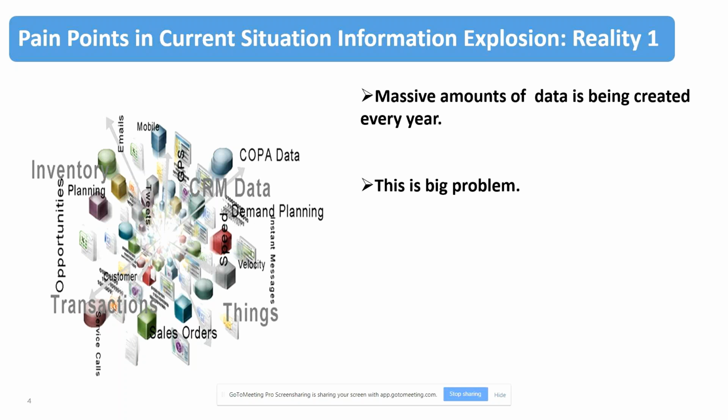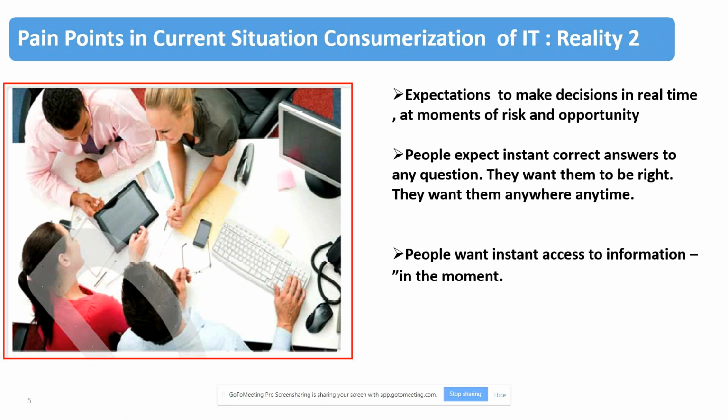And let me go to the second pain point. The second one is the consumerization of IT. Here, IT is coming to the consumerization nowadays. So the end users and the people who are using these IT solutions and services are expecting information in real time. If you observe, there is an expectation to make decisions in real time at the moment of risk or moment of opportunity.